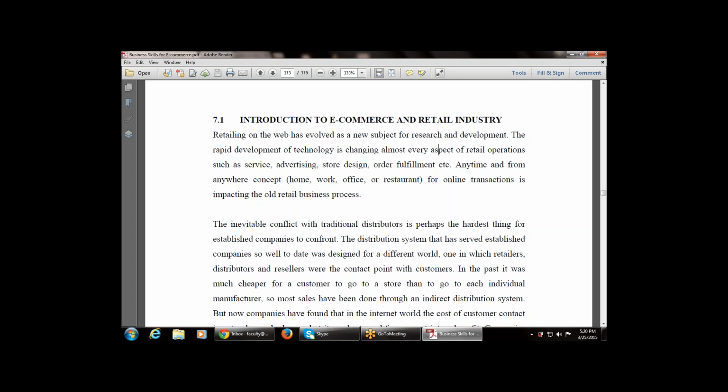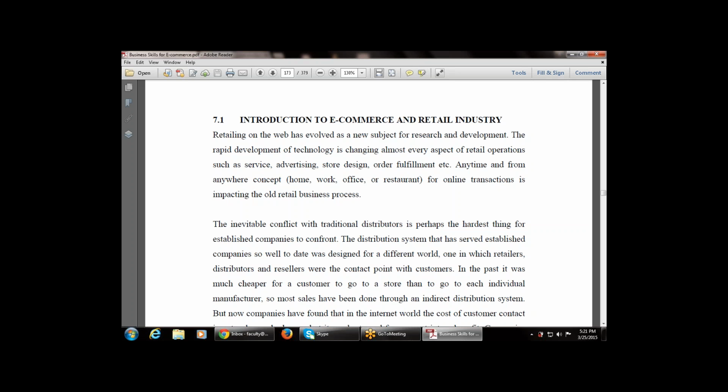The rapid development of technology is changing almost every aspect of retail operations. Nowadays the development changes every aspect of retail operations, such as service, advertising, store design, order fulfillment, etc. So these are the various retail operations that have made a tremendous increase in the changing environment.